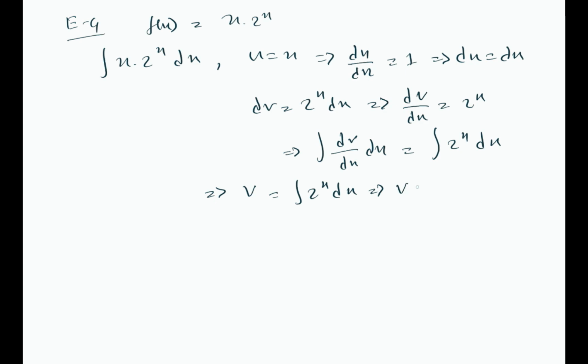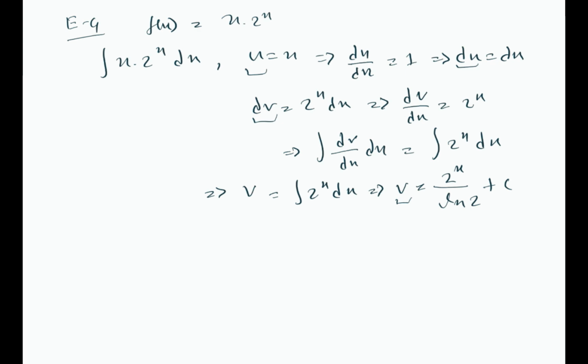So what is the integral of 2 to the power x? We need to find this out. According to the formula, if you check the formula, you will see it should be 2 to the power x over ln a, where here a is 2, so ln of 2, plus c. So this is the answer. So now we have u, we have du, we have dv, and we have v.